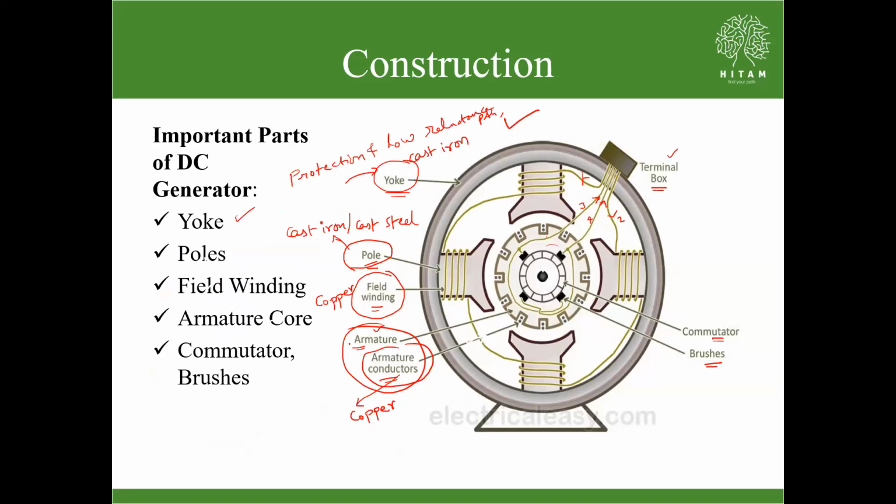So where we stopped here, armature. Armature is made of which kind of material? Cast iron or cast steel.